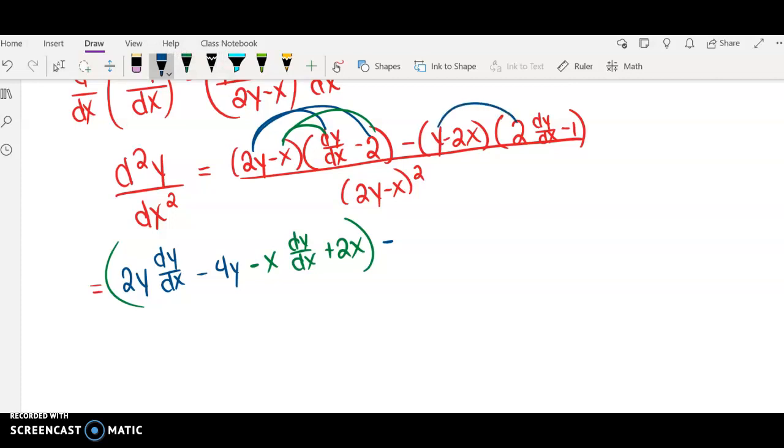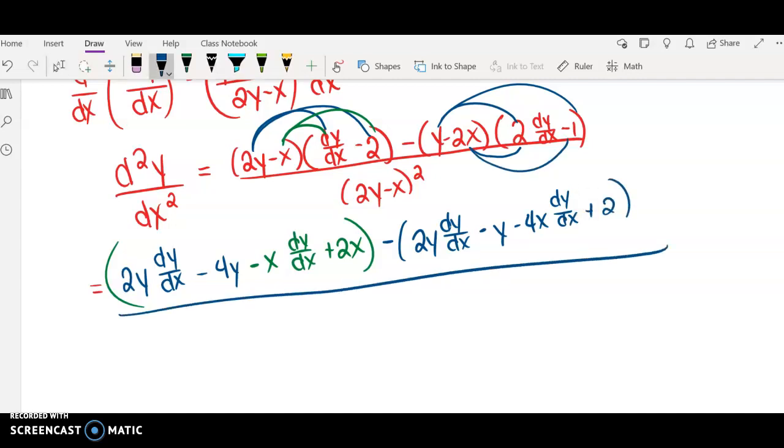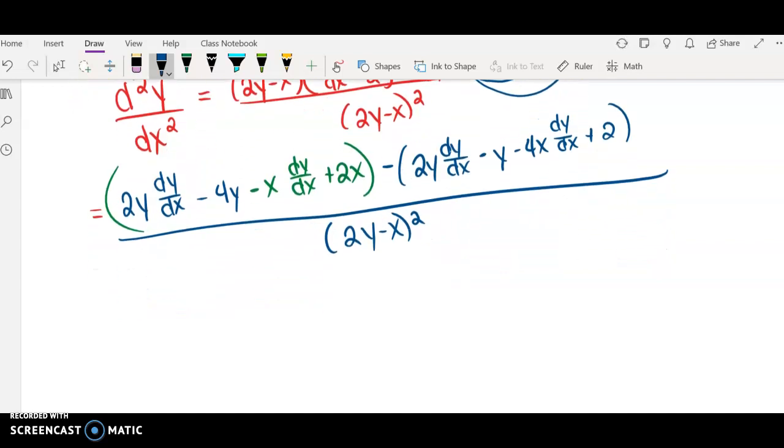Then I have y times 2 dy over dx. That's going to give you 2y dy over dx. Then I'm going to have my y times negative 1, which gives me negative y. Then I have my negative 2x times 2, which gives me negative 4x dy over dx. And then plus 2x, all over the denominator. This is what a lot of students forget. You have a complex numerator, and we forget that denominator.